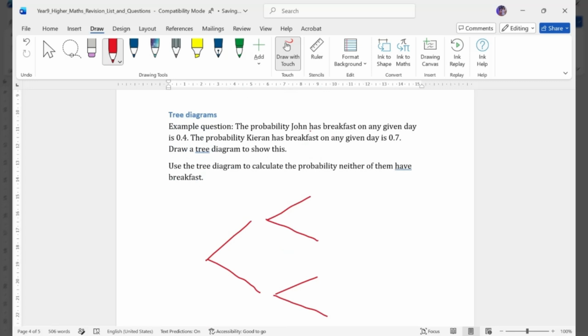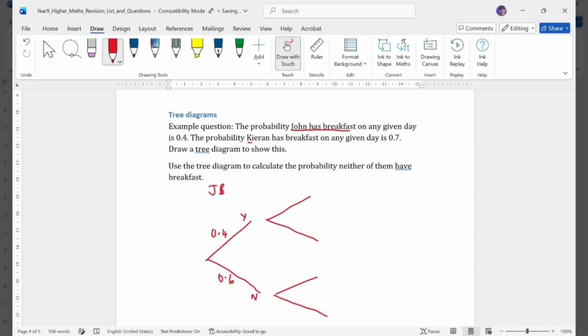John has breakfast is the first event. JB, John breakfast. Now, there are 2 things that can happen here. Yes, he will. Oh, no, he won't. And we're told that the probability of yes, he will is 0.4. Okay? Therefore, 40%. Therefore, the probability that he will not have breakfast is 0.6. So that's event 1 taken care of.